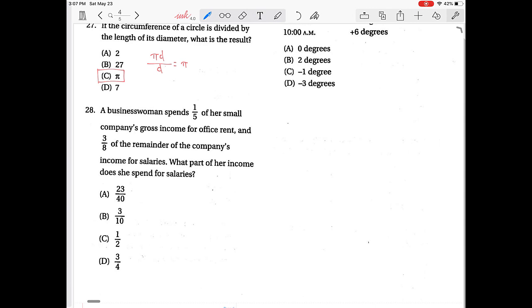Number 28, a businesswoman spends 1/5 of her small company's gross income for office rent and 3/8 of the remainder of the company's income for salaries. What part of her income does she spend for salaries? So if she spends 1/5 for office rent, she has 1 minus 1/5 left. She then spends 3/8 of this for salary. And 1 minus 1/5 is 4/5. Multiply that by 3/8. Do some simplification. Here we get 3/10, which is option Bravo.